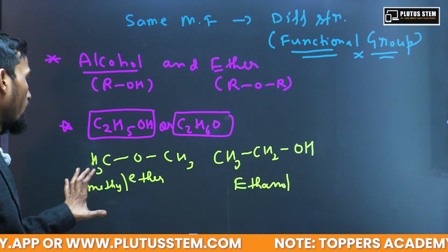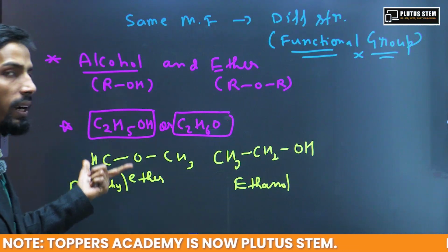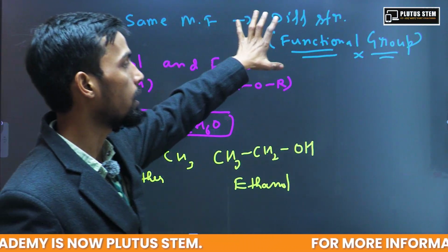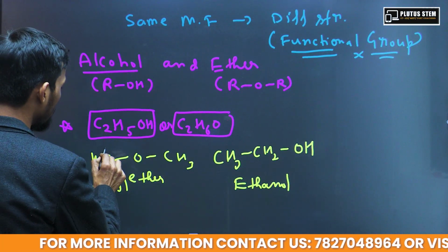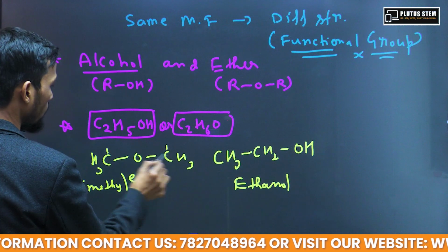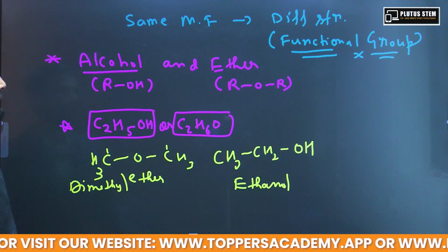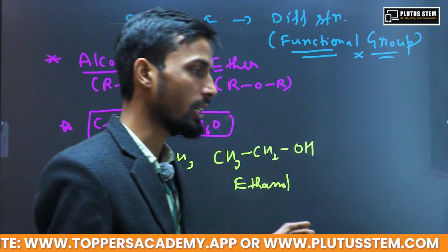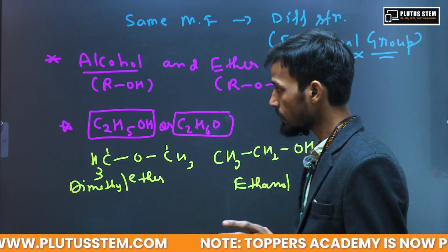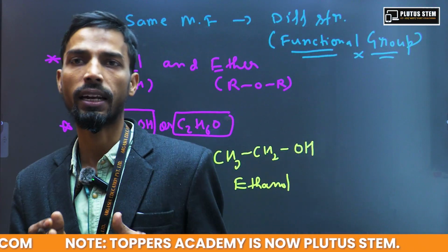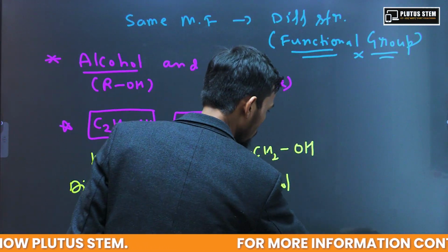One is alcohol, another is ether, and both have the same molecular formula but different structures due to the change in functional group. You can visualize over here 2 carbon, 6 hydrogen and 1 oxygen. So both have the same molecular formula but different structural formulas. Such types of isomers are termed functional group isomerism. We will see some more examples of this type of isomers.